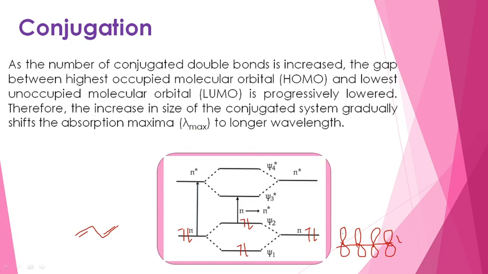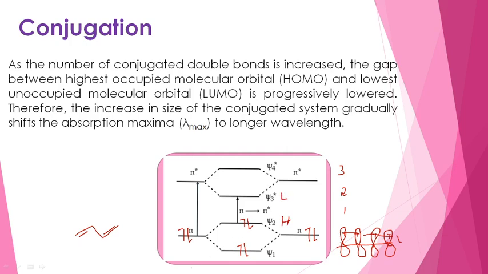When this is positive, positive, positive and positive, there is no node at all. This is the psi 1 molecular orbital. For psi 2 there must be one node, for psi 3 star there must be 2 nodes, and for psi 4 star there are 3 nodes. The electrons are present in psi 1 and psi 2. Now, this psi 2 is known as the HOMO and the LUMO is psi 3 star.